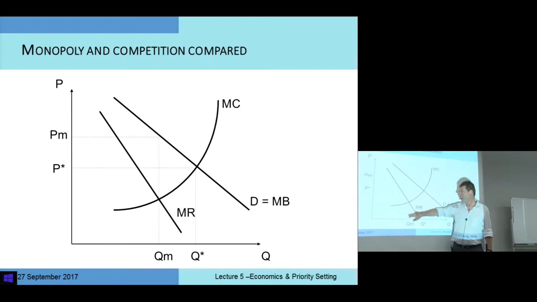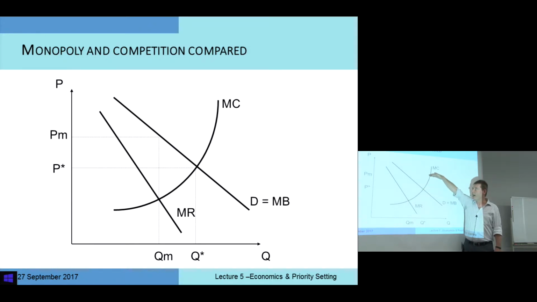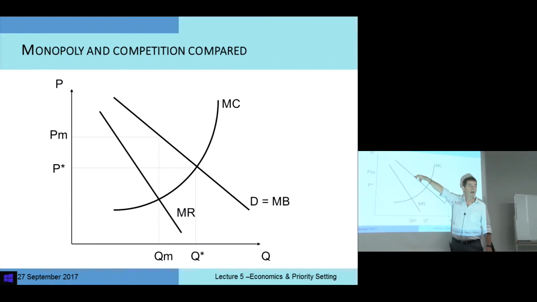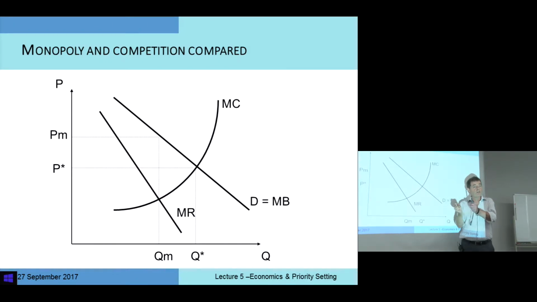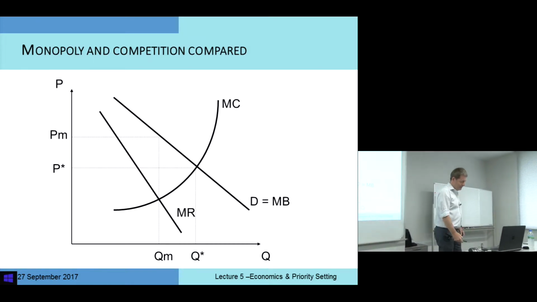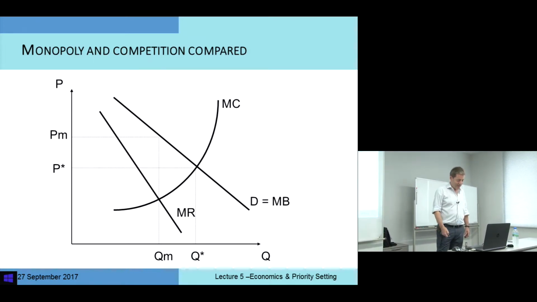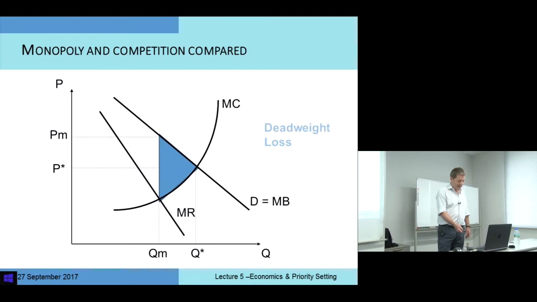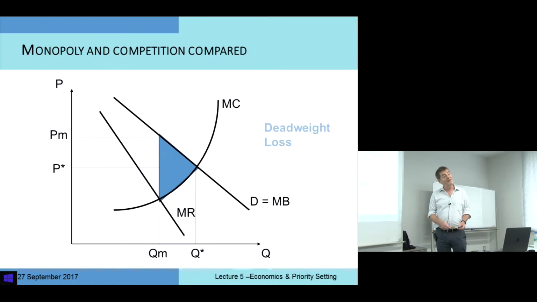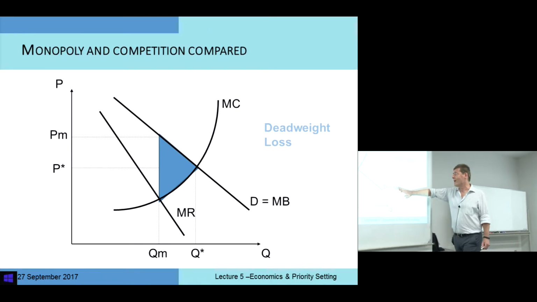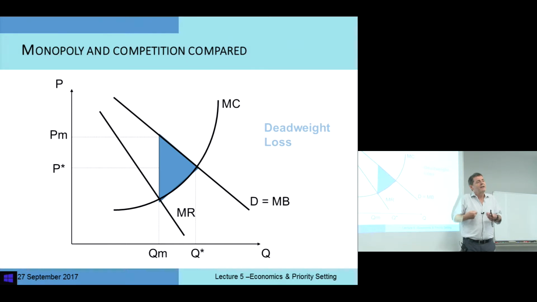Now, this has a familiar ring to it, the idea that monopolists charge high prices. Because compared to the competitive situation of P star, we've got a higher price here, PM. So what the monopolist does is restrict the quantity, and that pushes up the price. This is rather bad for society, arguably, because we have something called a deadweight loss. Now, this demand curve is showing what people are willing to pay to get the good or service.